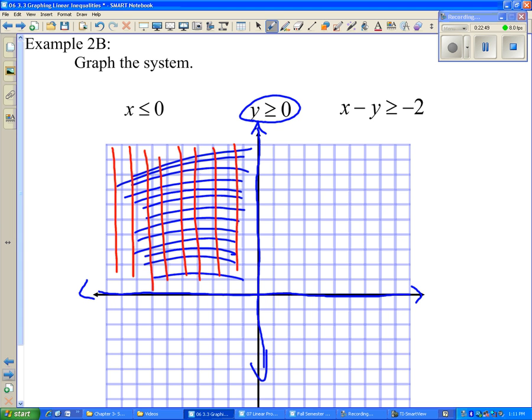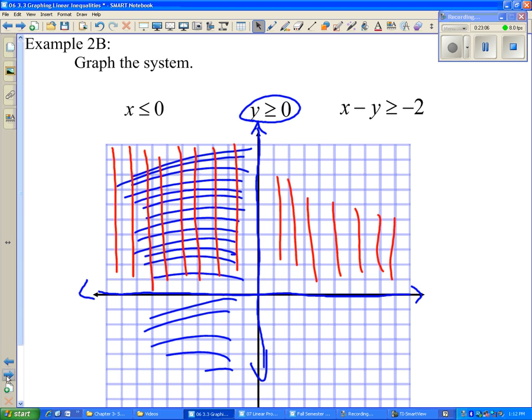Yes, I agree. I'm going to have more blue lines down here, and I'm going to have more red lines over here. But I did already know that I was going to be in quadrant 2, so I was focusing on quadrant 2. The last thing that I have to be careful of is my third equation.